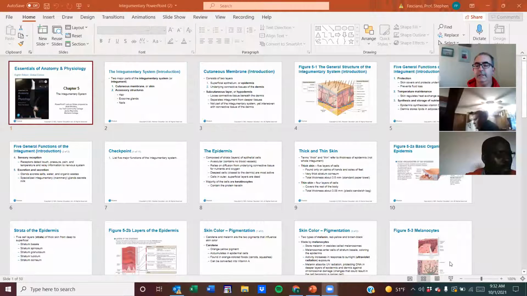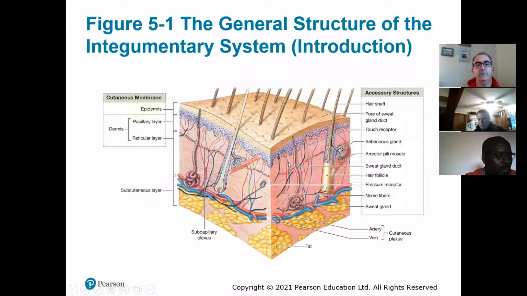What I wanted to do is put up your PowerPoint from the skin. Okay, this is, oh, I'm sorry, I didn't share this with you, did I? There we go. So your skin is chapter 5 in your book, right? And I'm going to teach mostly just from this slide, really, because almost everything that we need is on this one slide.